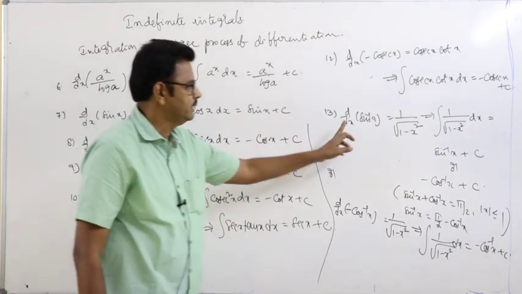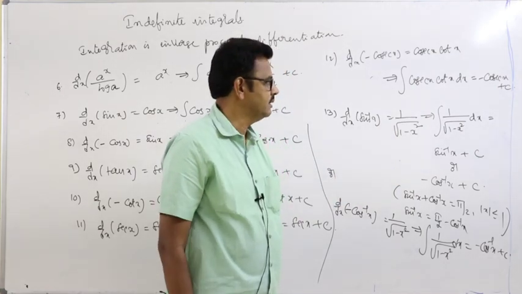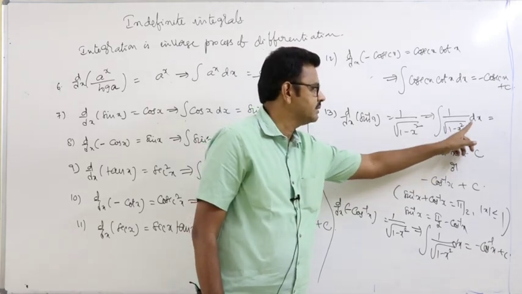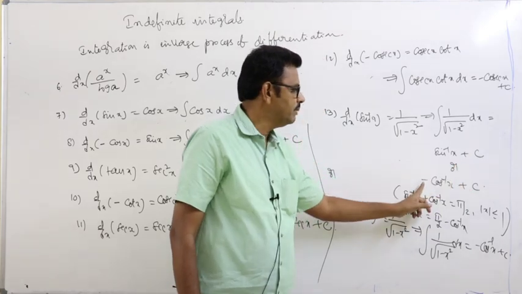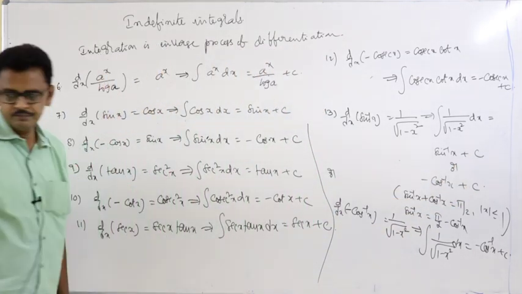So the derivative of sin inverse x is equal to 1 by root of 1 minus x square, which implies the integral of 1 by root of 1 minus x square dx is equal to sin inverse x plus c, or minus cos inverse x plus c. Write down.